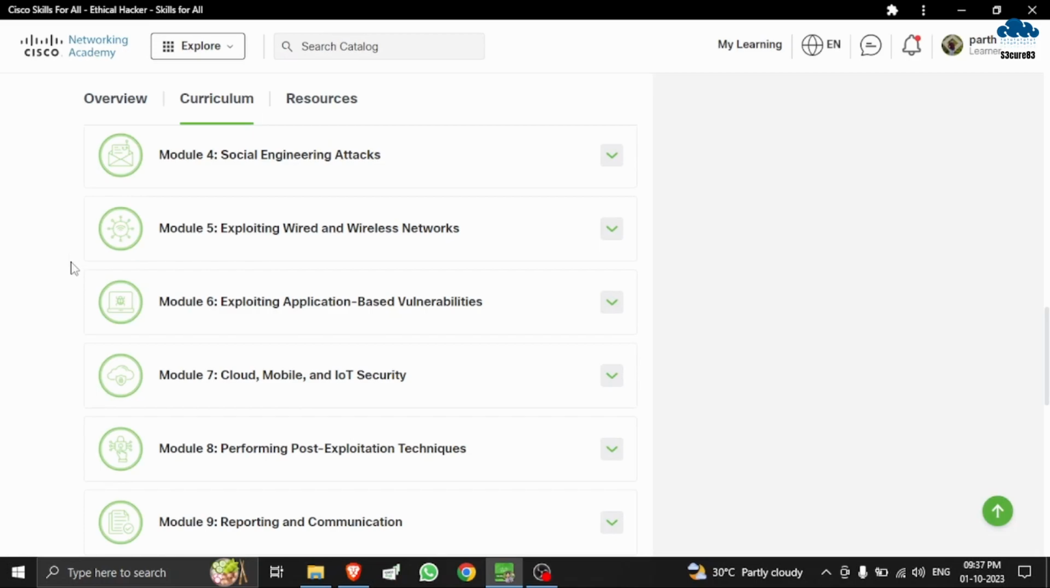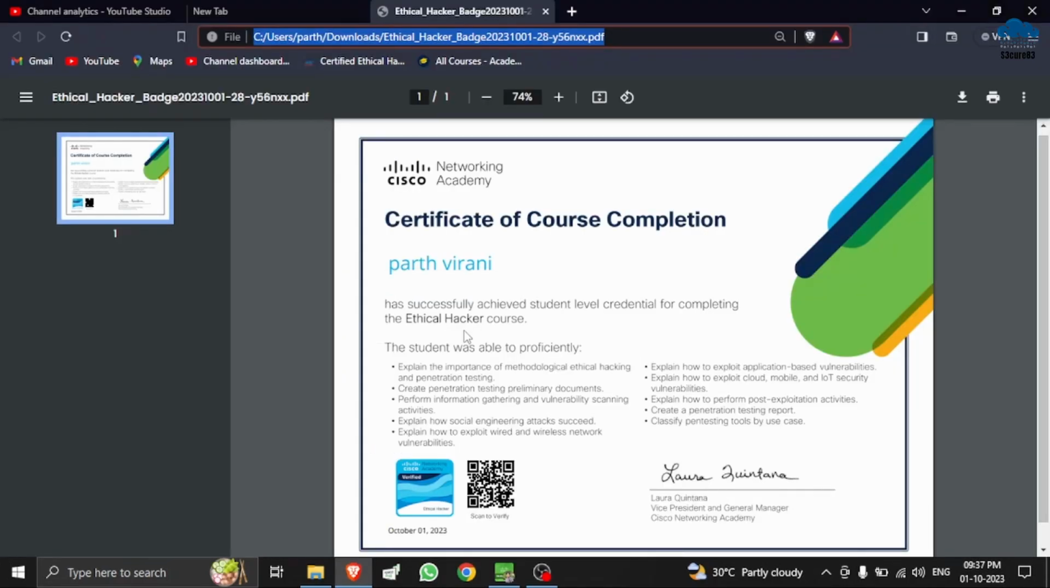After completing the modules, you will put your skills to the test in challenging final capstone activities, and finally prove your mastery with the ethical hacker course final exam. Upon successful completion, you will receive a certification and badge showcasing your expertise to potential employers. Here is the certificate of course completion. I have completed my ethical hacker course, and here is the certification. You can verify my badge.